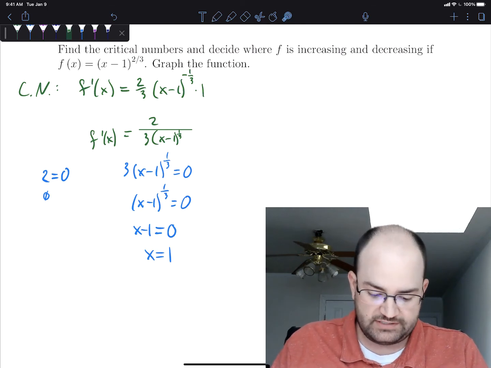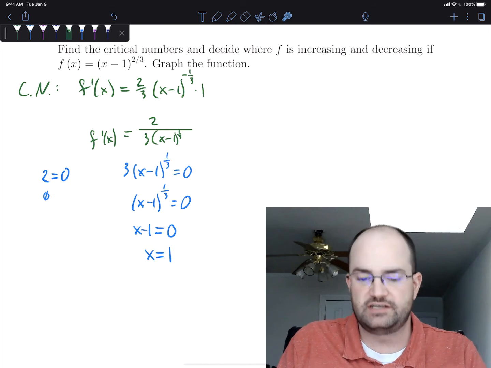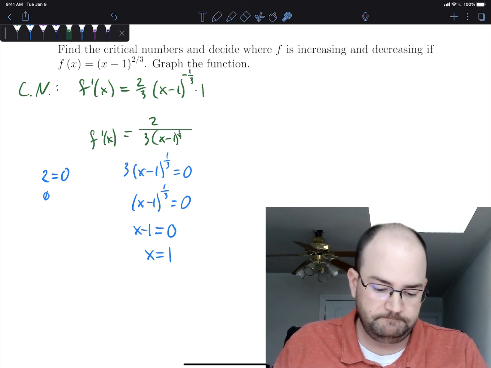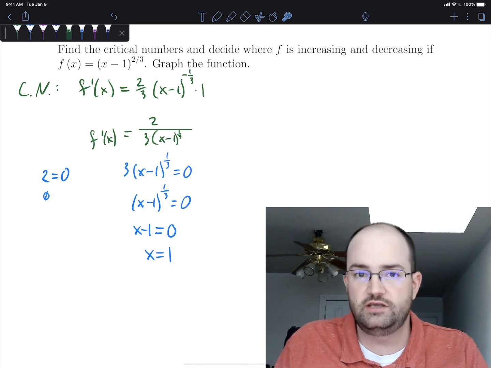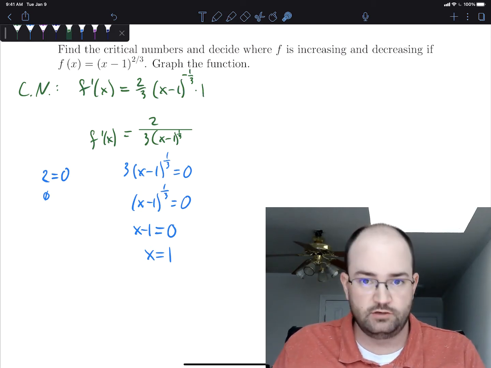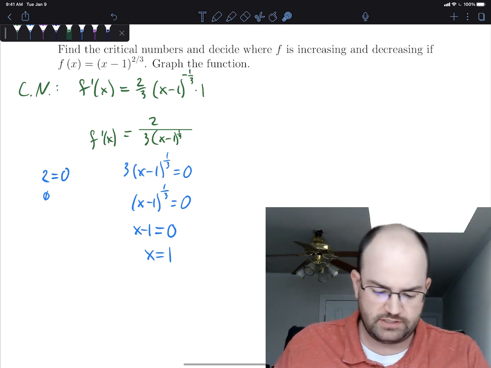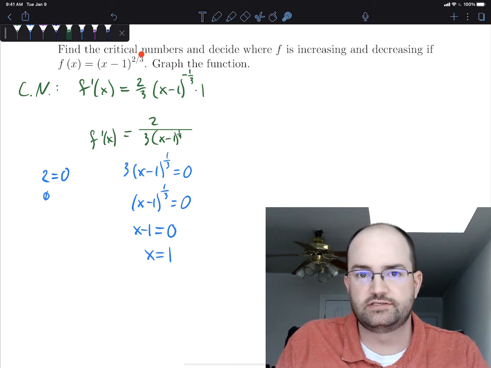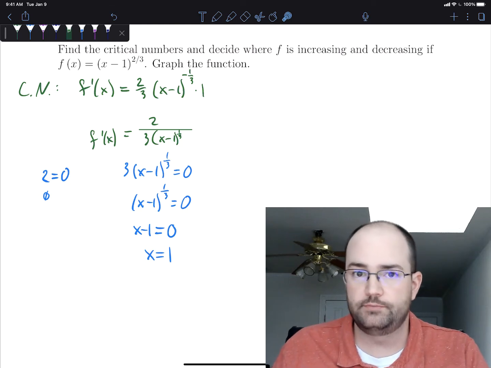Now, this is important. Over here there isn't anything, but this is only a critical number if it's part of the domain of the function. And you can see that if you take this 1 and plug it into the original function, if it works, in other words, if it gives you a number, then it's part of the domain. In this case, it will, because if you plug in 1, 1 minus 1 is 0, and 0 to the 2/3 power is 0. So this is part of the domain, which means it is, in fact, a critical number.